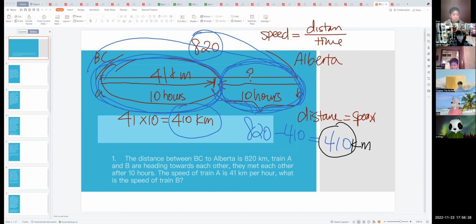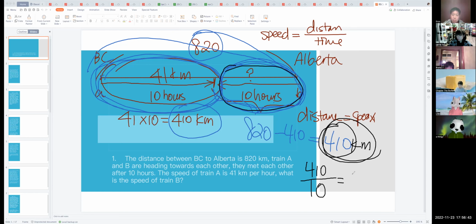Now I want to ask you. For 10 hours, this train B finished 410 kilometers. What is the speed of train B? Distance divided by time equals the speed. So can you tell me, 410 divided by 10 equals what? 41.